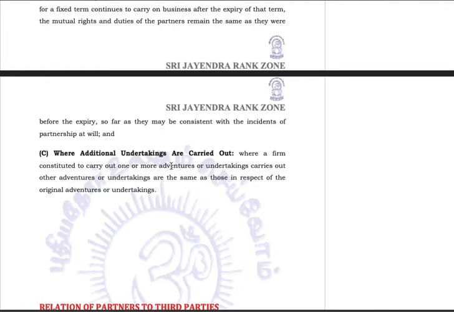Where additional undertakings are carried out. Where a firm constituted to carry out one or more adventures or undertakings carries out other adventures or undertakings, the mutual rights and duties of the partners in respect of the other adventures or undertakings are the same as those in respect of the original undertaking. That means their duties and liabilities shall remain the same as they were in the original undertakings. Now you were trying to build a bullet train, but now you are trying to build a housing society for the poor. But your liabilities and rights shall remain, as far as possible, the same as they were earlier.